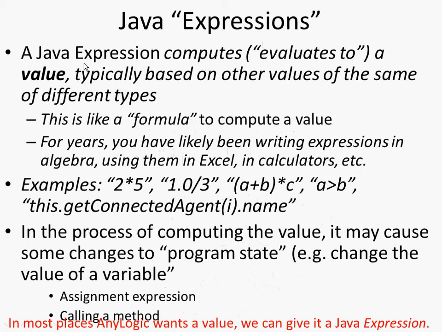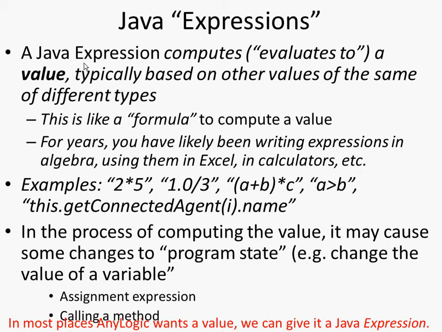For years you've probably been writing expressions using algebra, using them in Excel, and calculators. So in Excel you say this cell is the sum of these cells, or this cell is that cell minus that other cell. The contents of this cell minus the contents of that other cell. So you're dealing with formulas that manipulate values. So the values in Excel are the contents of the cells. The values in AnyLogic are things that live in variables or parameters or that are entered directly by you.